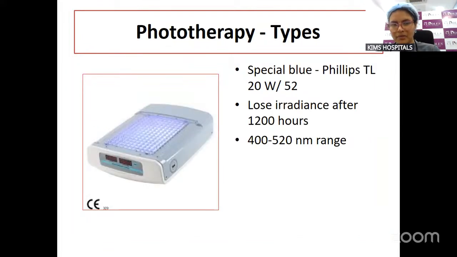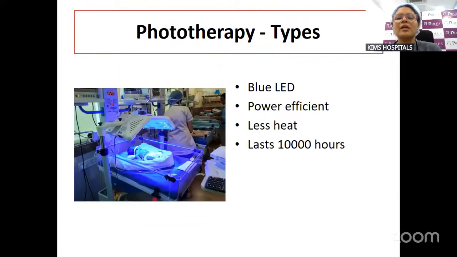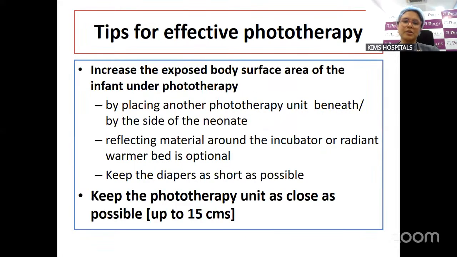Different types of lamps are available. These are the compact fluorescent lamps or CFL lamps, which are slightly outdated now. They were also called special blue lamps or Philips TL52 lights. These are 20 watt bulbs that emit light with a broader wavelength range between 400 to 520 nanometer. They also emit a lot of heat in the process. The blue LED lamps, in contrast, are power efficient. They do not emit much heat and they last for at least 10,000 hours.